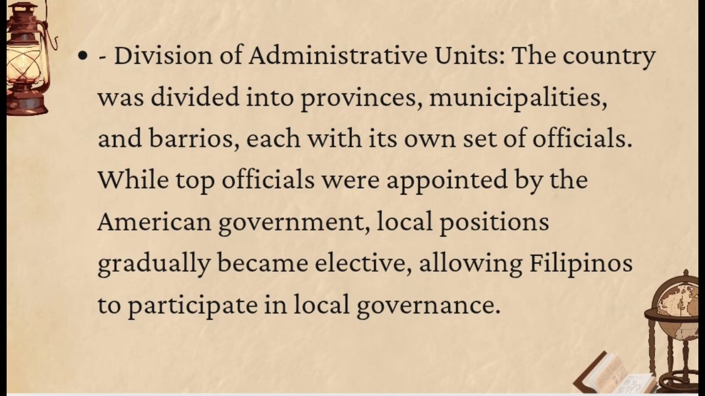Division of administrative units. The country was divided into provinces, municipalities, and barrios, each with its own set of officials. While top officials were appointed by the American government, local positions gradually became elective, allowing Filipinos to participate in local governance.